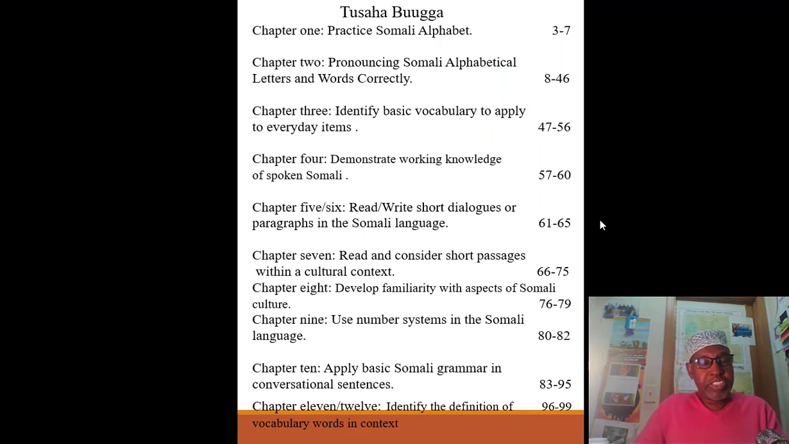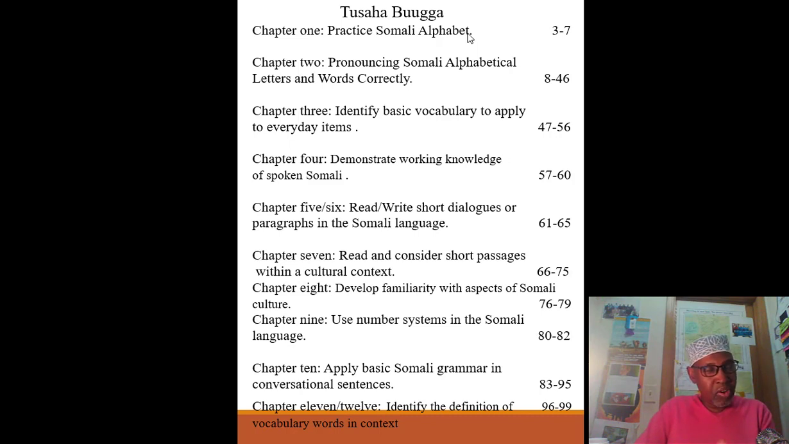In this page, I want to share with you the glossary of the book, Amatusaha Buga. So chapter one covers Somali alphabetic, and that will give you a chance to understand and learn the components of Somali alphabetic or Somali letters, or like we say, the consonants and the vowels.